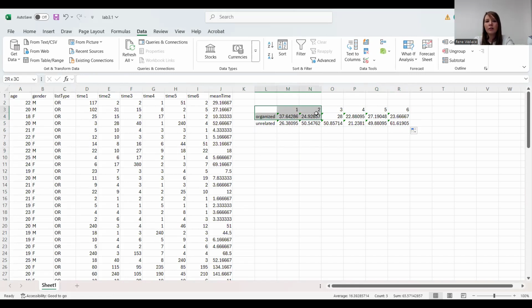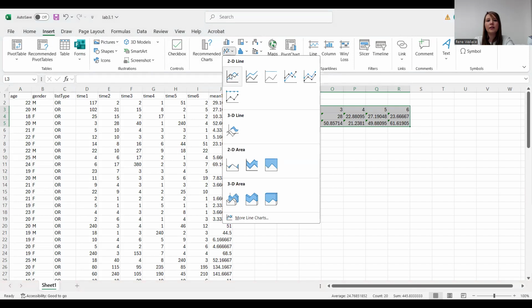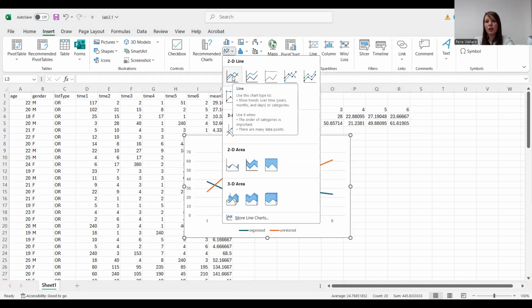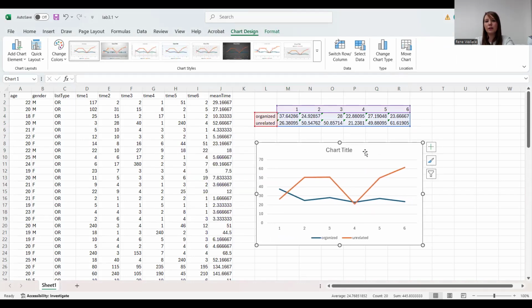So I'm going to highlight all of what I just made. And I'm going to come up here to insert. I just want a regular 2D line graph. So depending on which version of Excel, it might be in a different place or look like a different thing, but insert 2D line graph. So I'm going to click on that. I'm going to move it over here so I can see it. Look at this beautiful line graph.